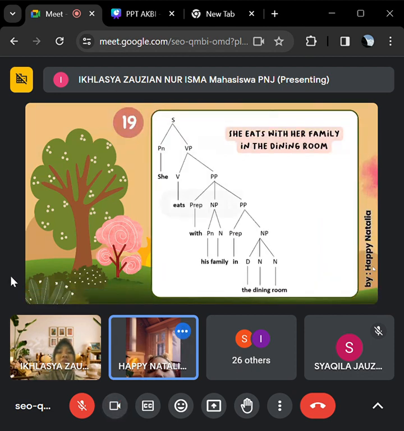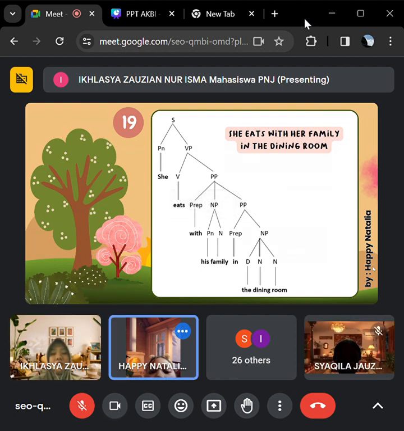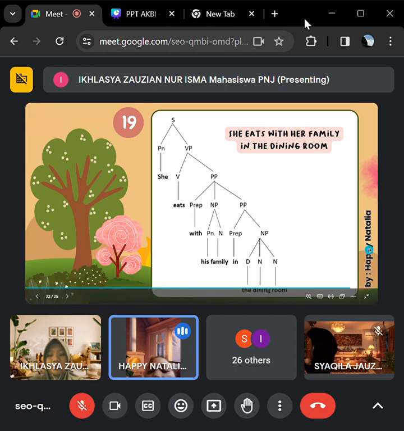Next. She is a pronoun. Is is a verb. With is a preposition. His is a pronoun. Family is a noun. His family is a noun phrase. In is a preposition. The is a determiner. Dining is a noun. Room is a noun. The dining room is a noun phrase. In the dining room is a prepositional phrase. With his family in the dining room is a prepositional phrase. She is with her family in the dining room is a sentence.